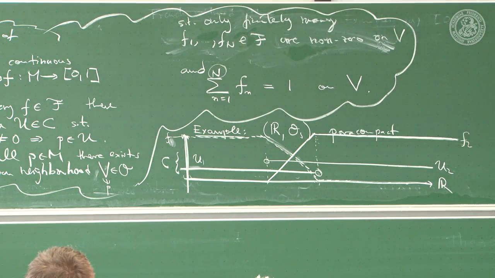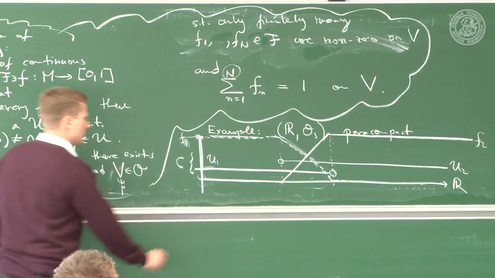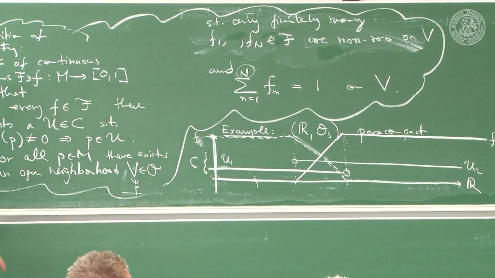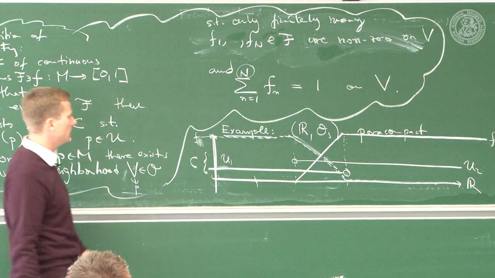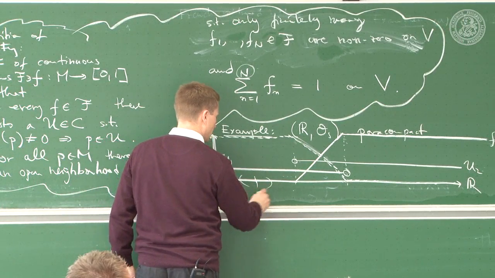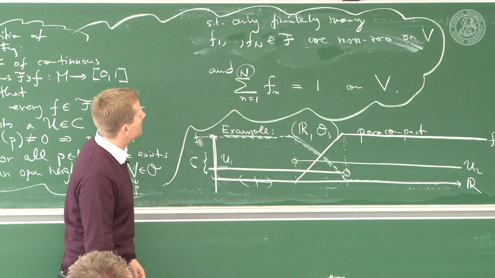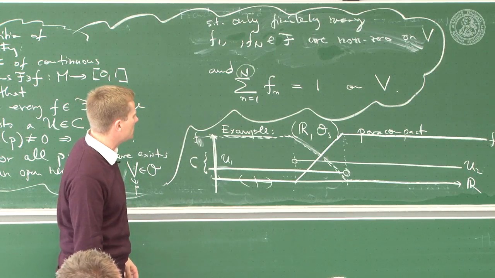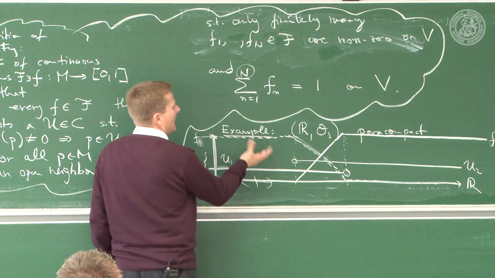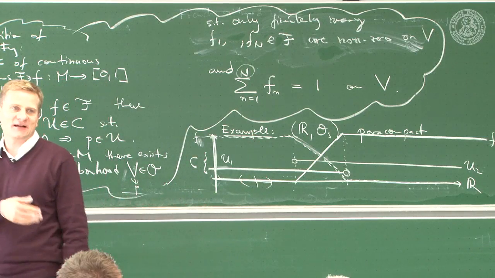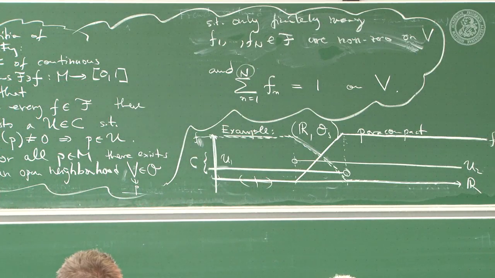but they cannot be 0 outside the u that I assigned them, or that I found for them. And now the question is, is it true that for all p in the space, let's say this one, there exists an open neighborhood, say this one, such that only finitely many f's are non-zero on here? Well, I have only two f's. I have only a cover of 2. It's trivial that there are finitely many. The situation could be worse, but here it's trivial.